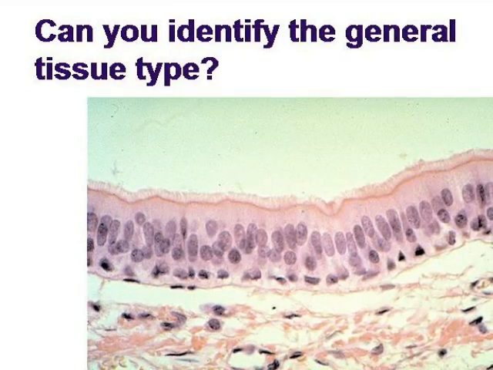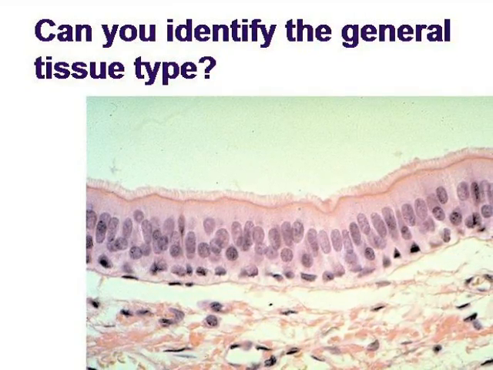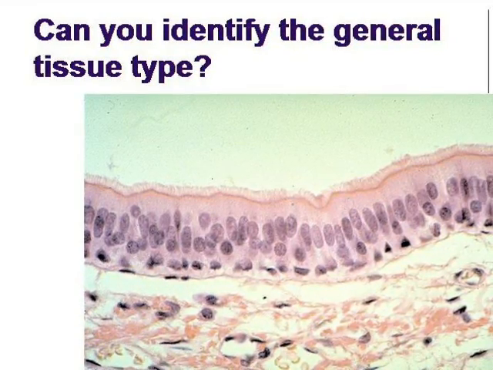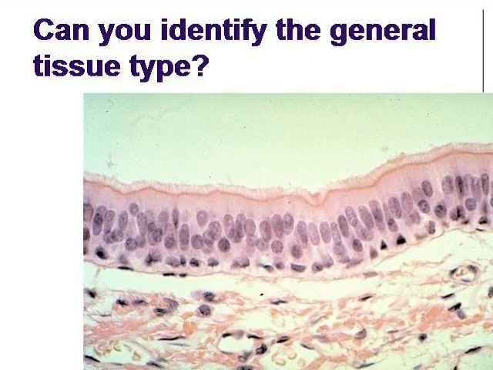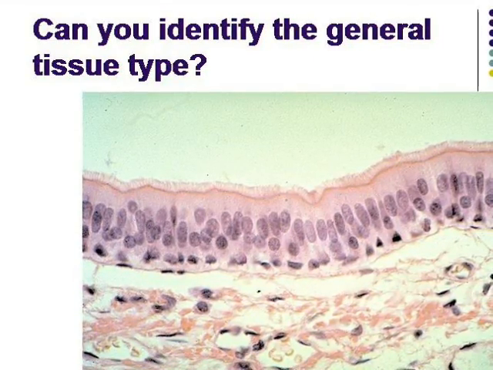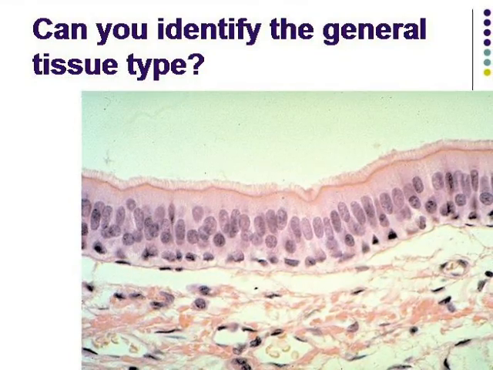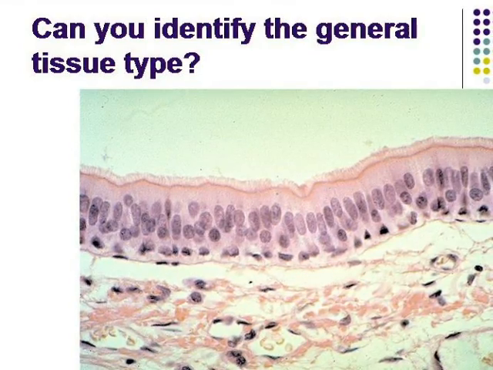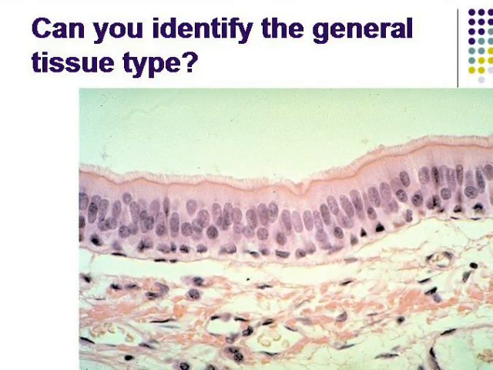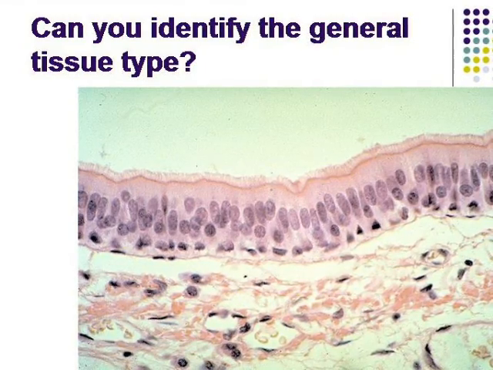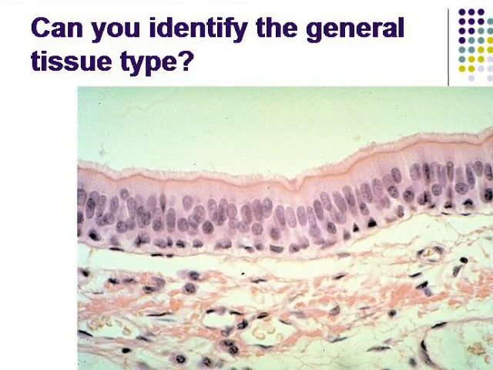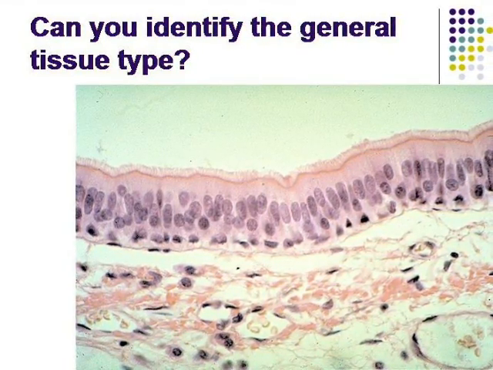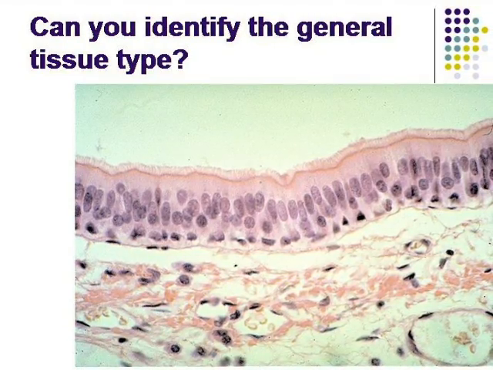Try this example and see if you can identify the general tissue type in this picture. In this picture, I do not see any striations or cells that look like they are striped, so I know that it is not muscle tissue. I also do not see any cells with distinct cellular projections that would tell me that it is nervous tissue. Therefore, if I look at the top edge of this slide, I can see a free edge. That tells me that this has to be an epithelial tissue type.